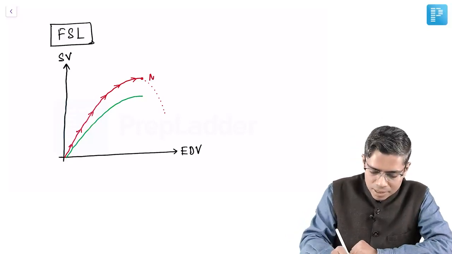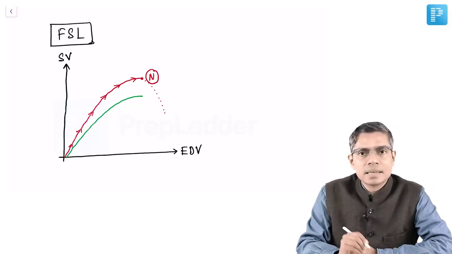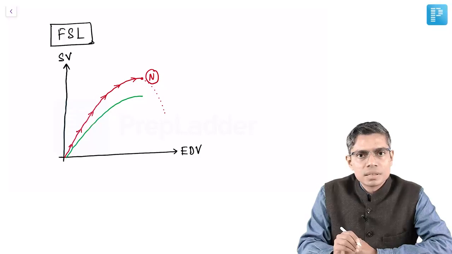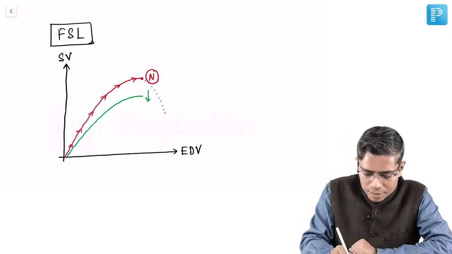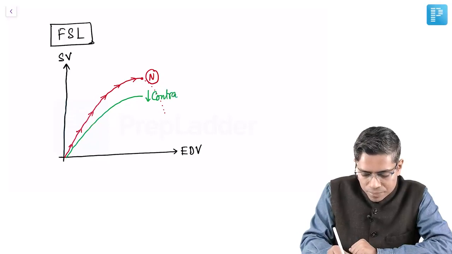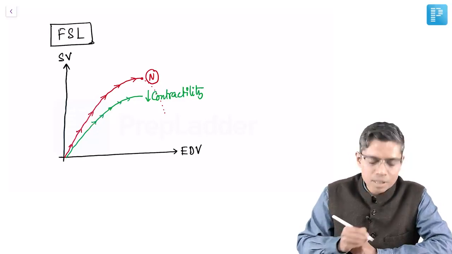So if I draw a curve like this, which is located below this normal curve, okay, suppose this red color curve is a normal curve, so I can easily understand that this indicates any factor which is decreasing the force of contraction of the myocardium. So decreased contractility of the myocardium will produce this kind of curve, which is located below the normal curve.